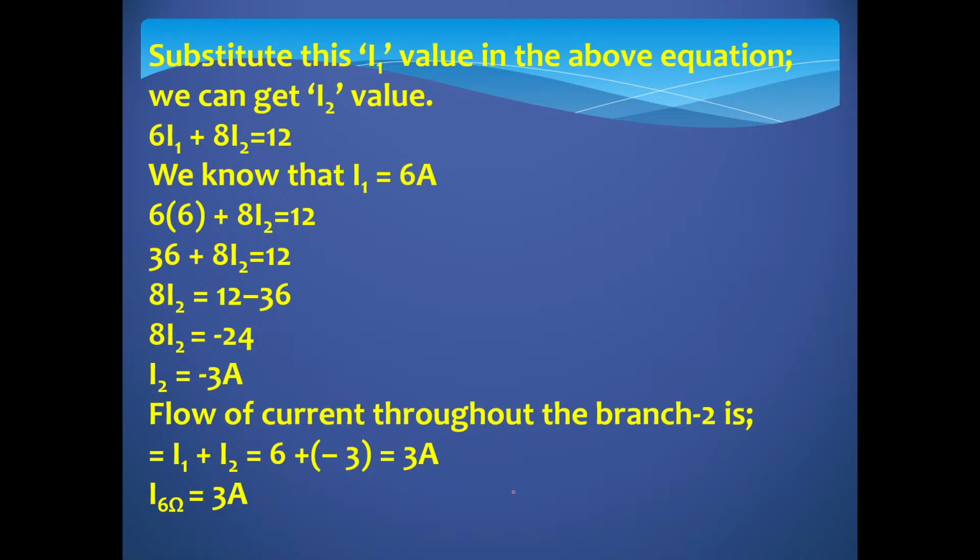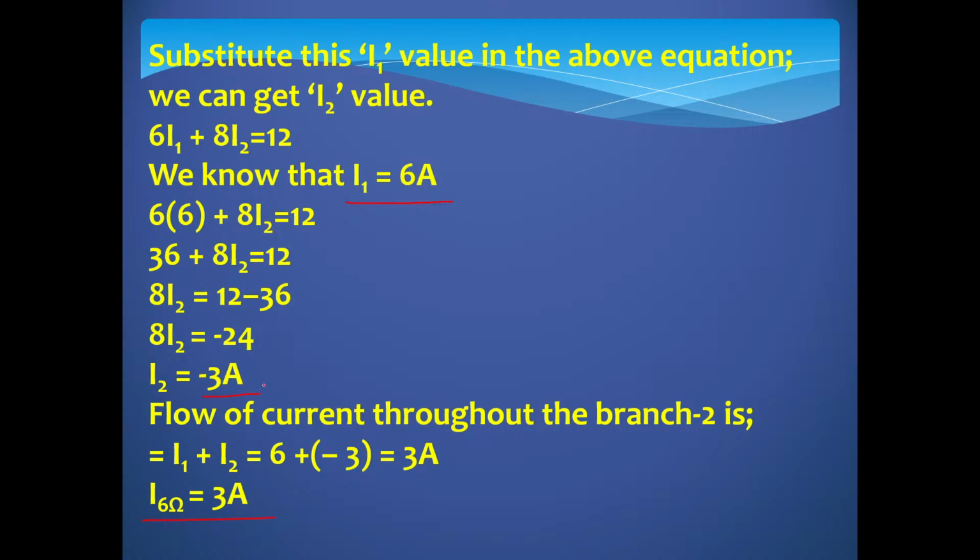So I hope you might have completed. So current in the second branch is 3 amperes. What about current in the first branch? It is 6 amperes, I1 current. Okay. So what is I2 current? Current in the third branch? It is minus 3 amperes.